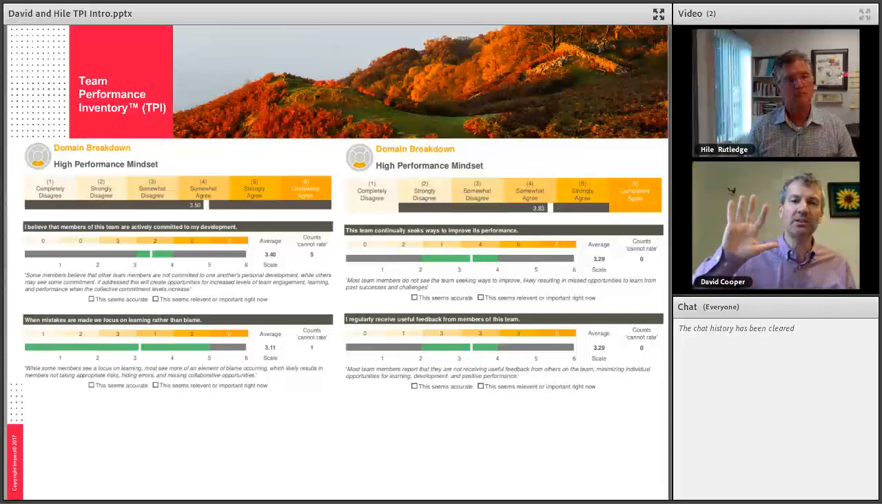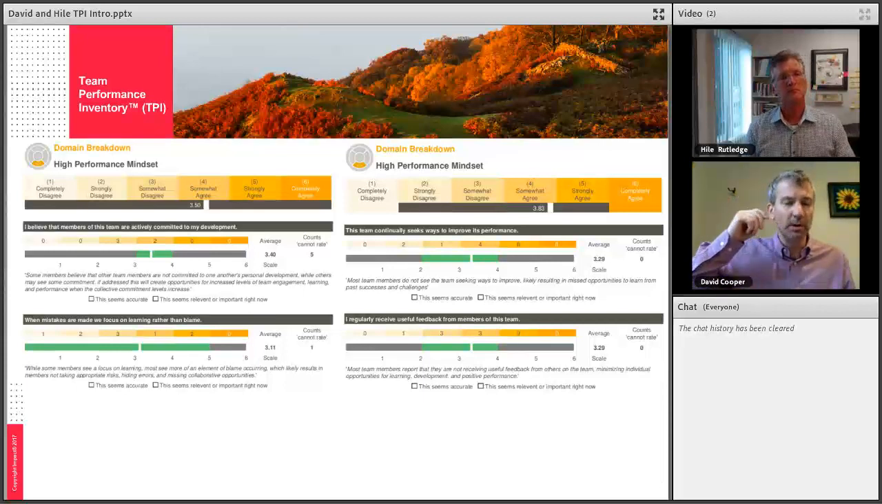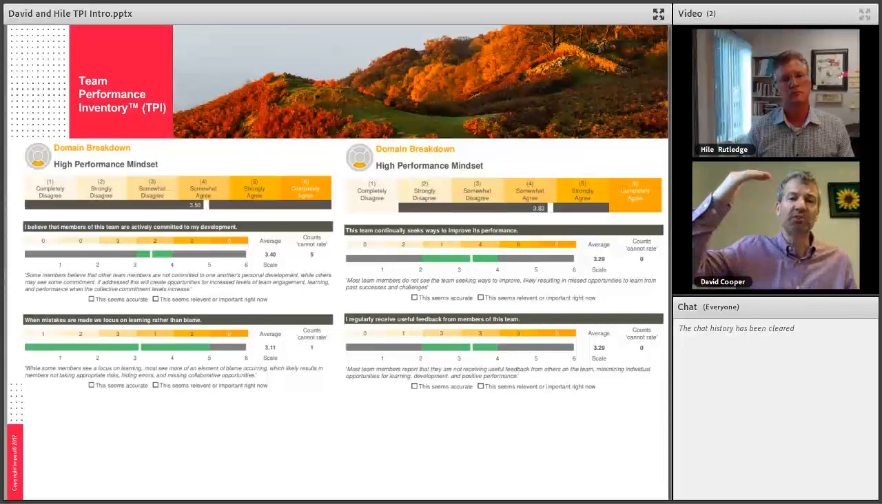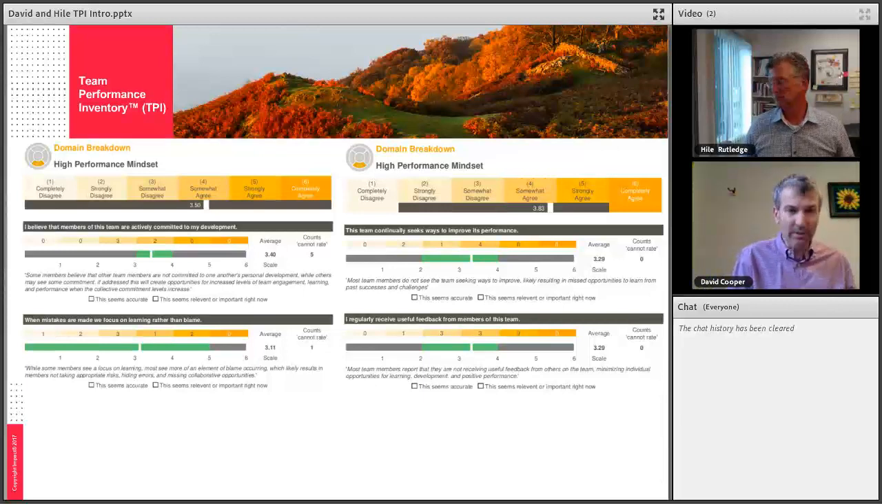So there's 5 Likert scales per question, and the report, when it's generated, will list those questions in descending order of their average. So these happen to be the bottom 2 average questions, the lowest average for each of these teams. And if we look at them, and again, this might be a little small for you to see, on the left for Team A, they're really looking at how team members actively commit to their individual development, and that they're focusing more on learning than blame when it comes to mistakes that are made in the team.